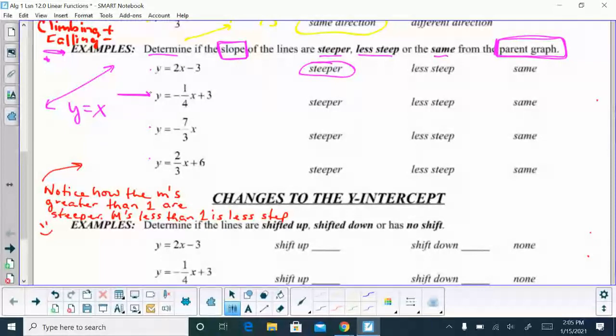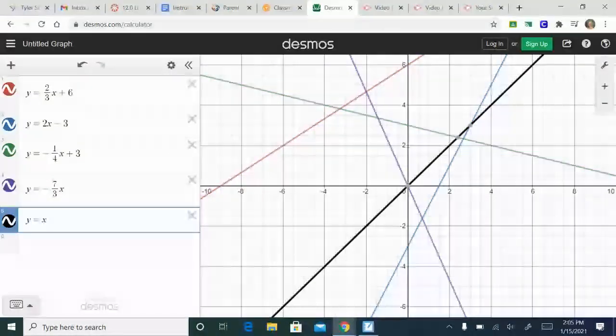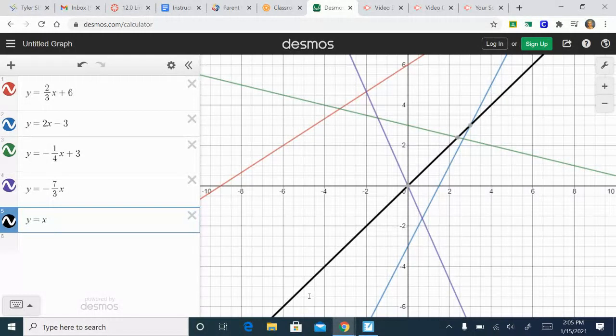Now let's go and compare this one. y equals negative 1/4 x plus 3. When I graph that one, it comes up as green. So now compare that green line to my parent function black. Would you say that the green line is steeper or kind of falling down? I agree. It looks like the green line would be falling down, definitely less steep compared to my black line, the parent function.